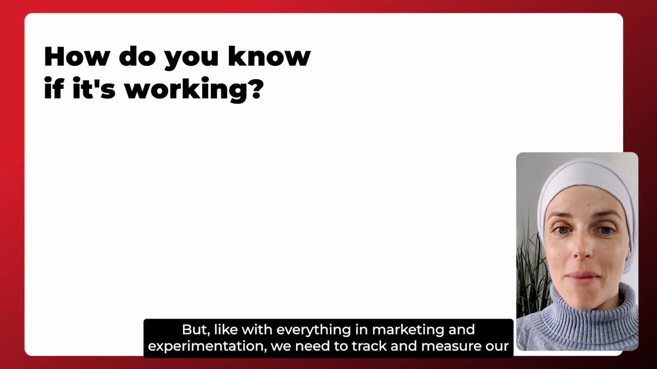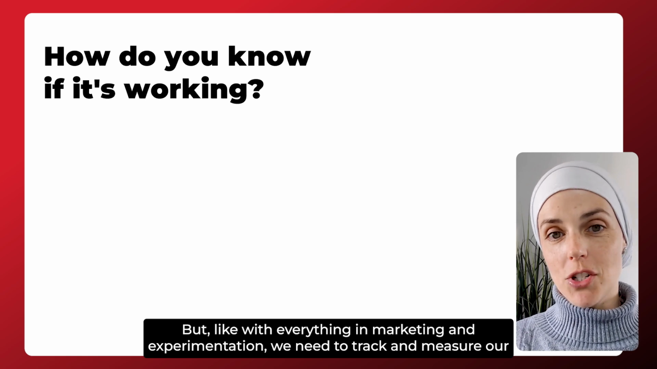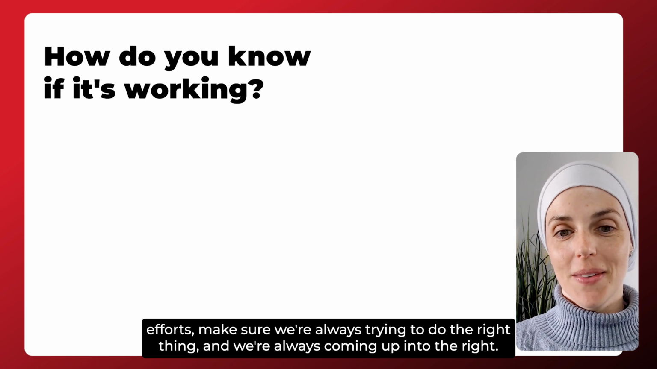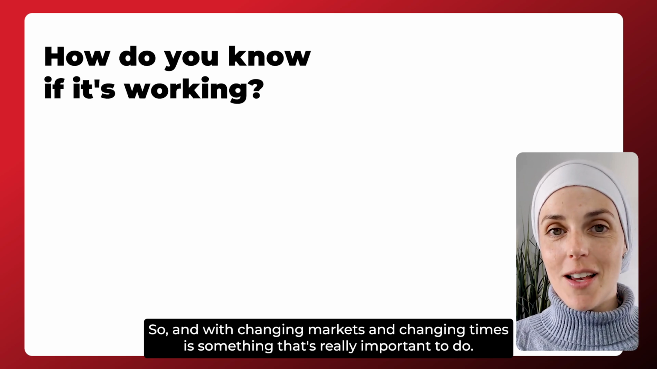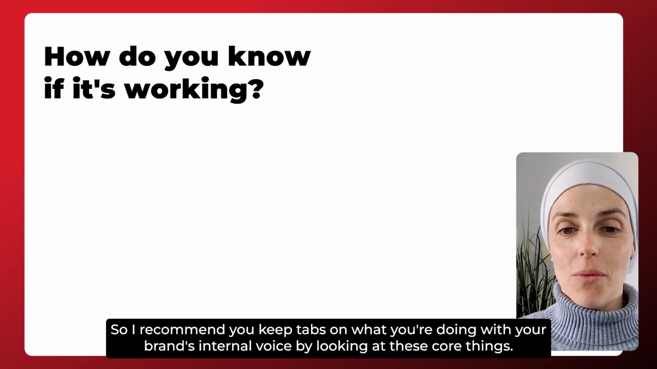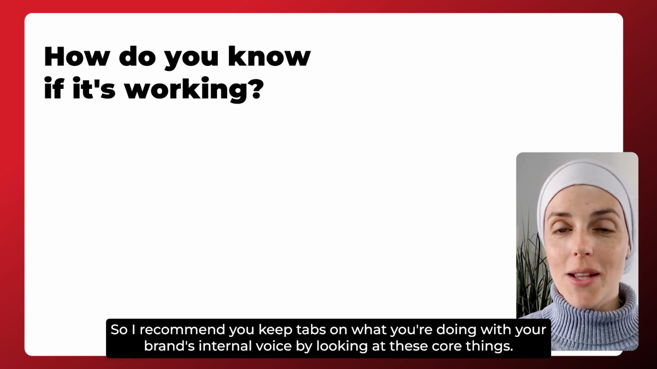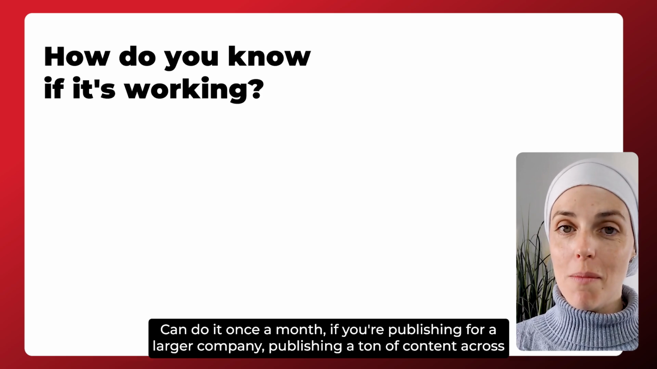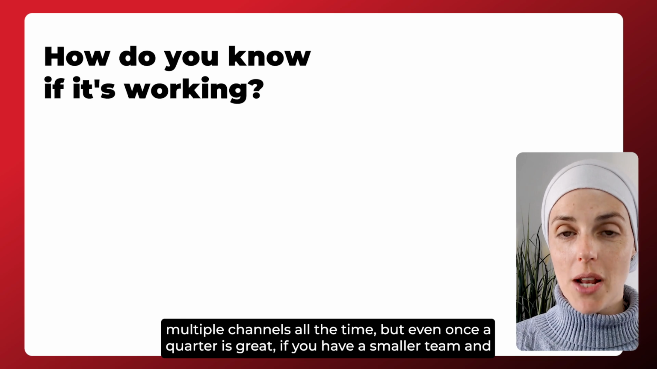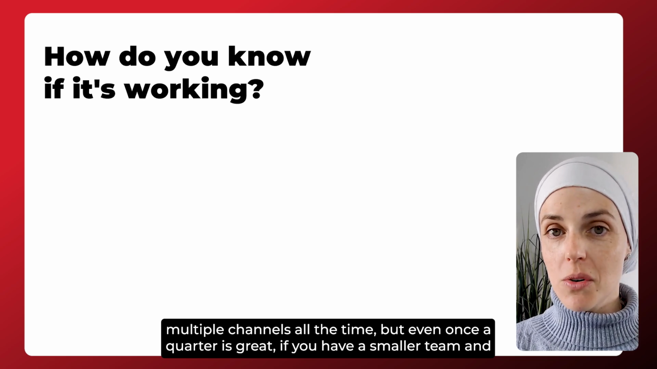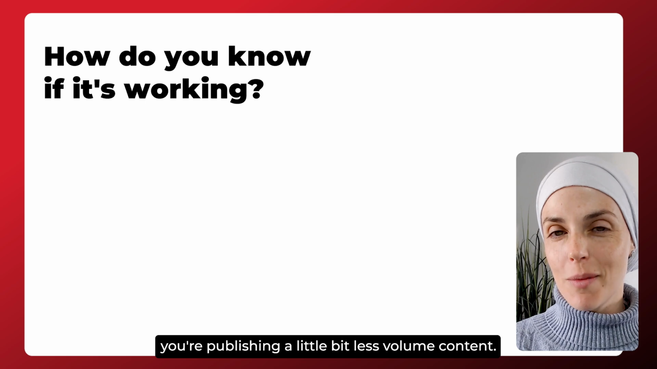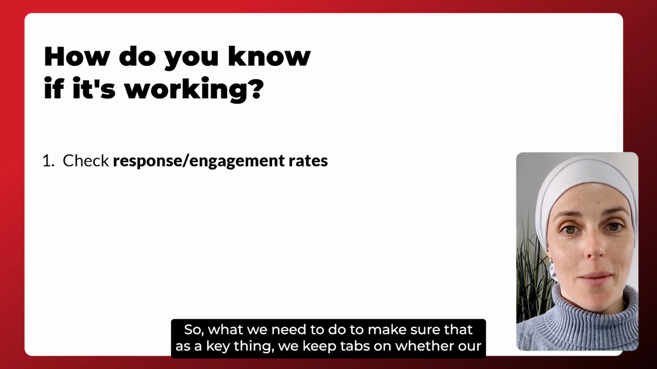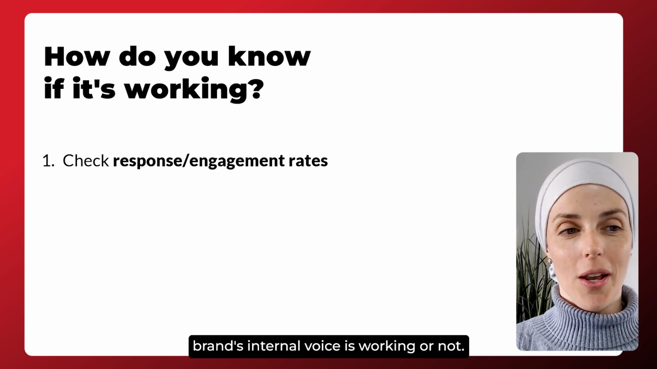But like with everything in marketing and experimentation, we need to track and measure our efforts. Make sure we're always trying to do the right thing. And with changing markets and changing times, it's something that's really important to do. So I recommend you keep tabs on what you're doing with your brand's tone of voice by looking at these 4 things. You can do it once a month if you're a larger company publishing a ton of content across multiple channels all the time. But even once a quarter is great if you have a smaller team and you're publishing a little bit less volume of content. So we need to make sure that we keep tabs on whether our brand's tone of voice is working or not.